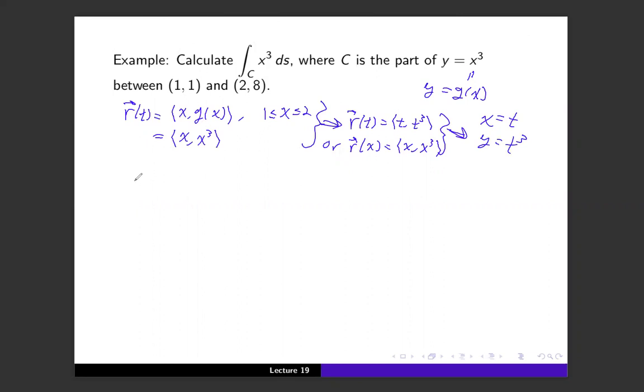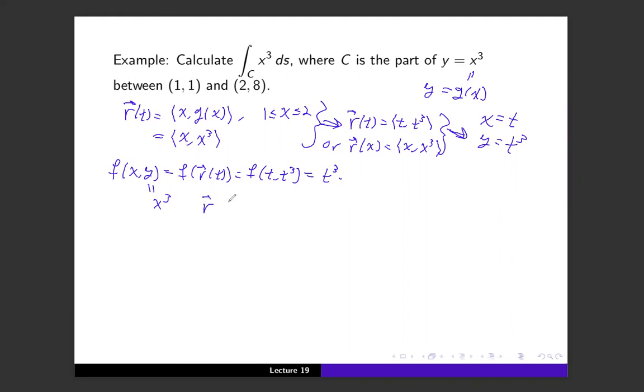Now that is the advantage of saying that f of xy, if you want to think about that as f of r of t, that's just f of t comma t cubed. Now in this case, f of xy is just x cubed. So this becomes t cubed. That's not a problem.